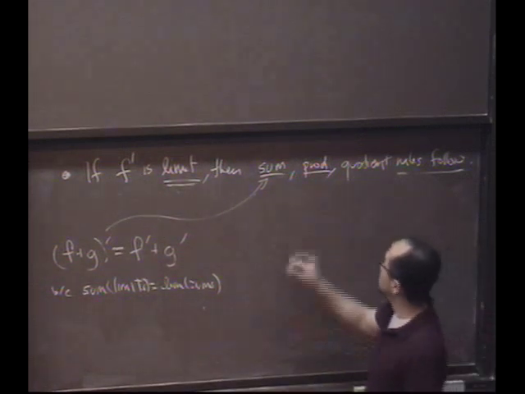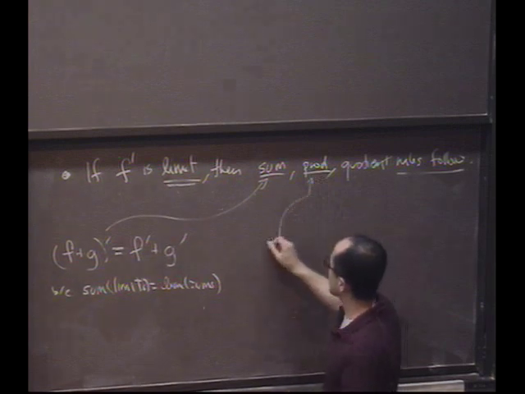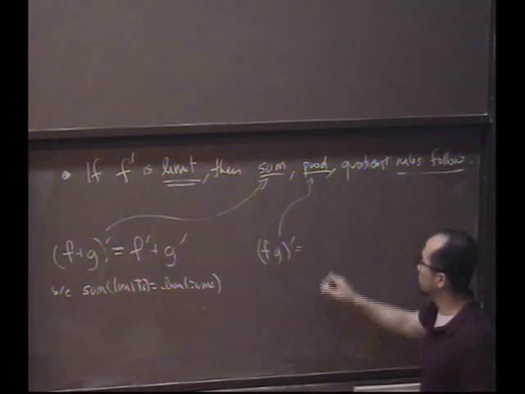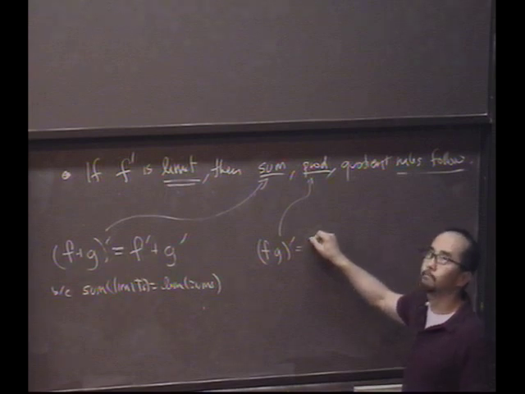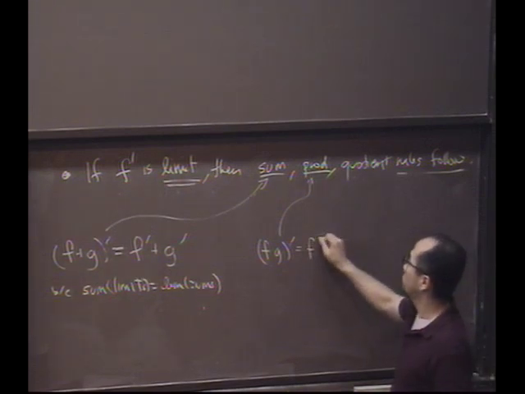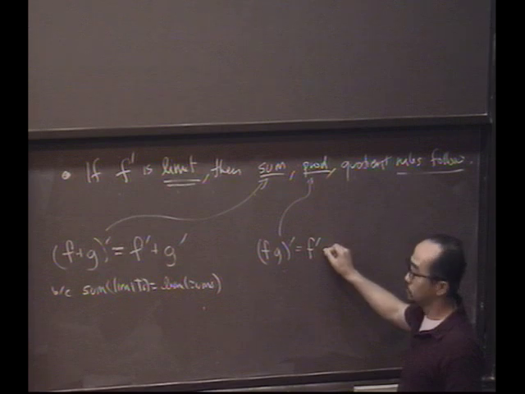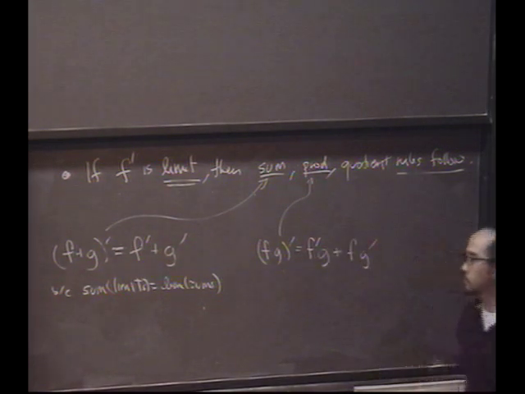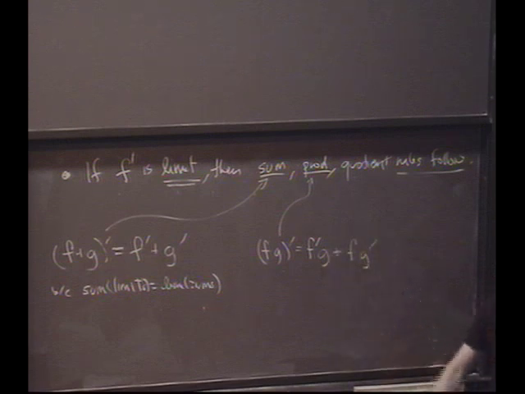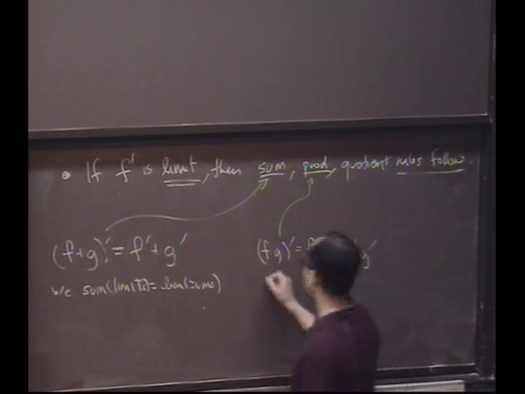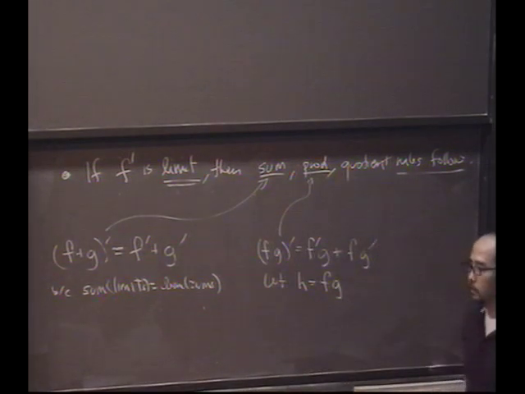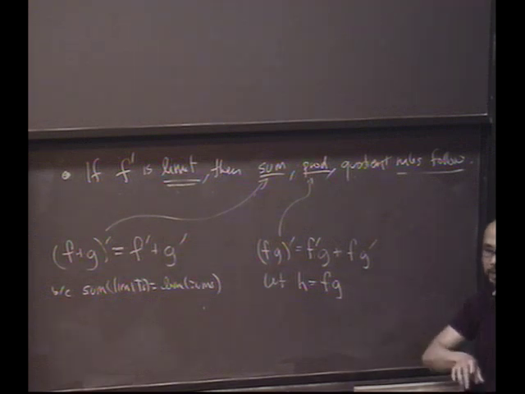Okay, let's see. Product. Well, what does this say? If you take the product of two things and you take their derivative, that's what? Everybody should know this: f prime g plus f g prime. Where does this rule come from? Well, here's one way to think about it. Suppose I let h be f times g. h of x is f of x times g of x.